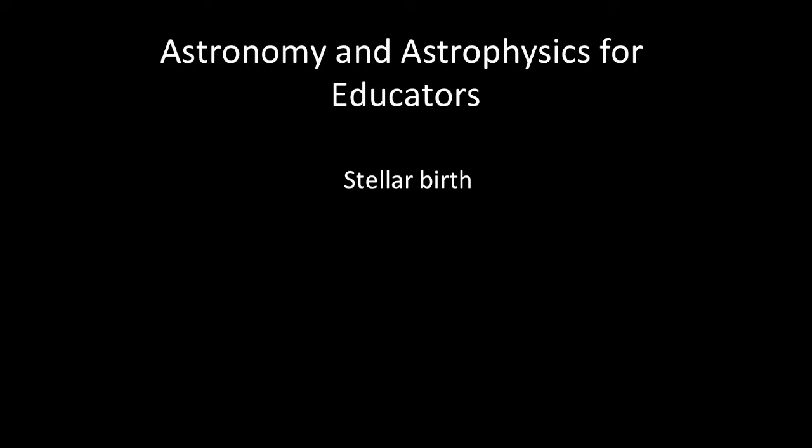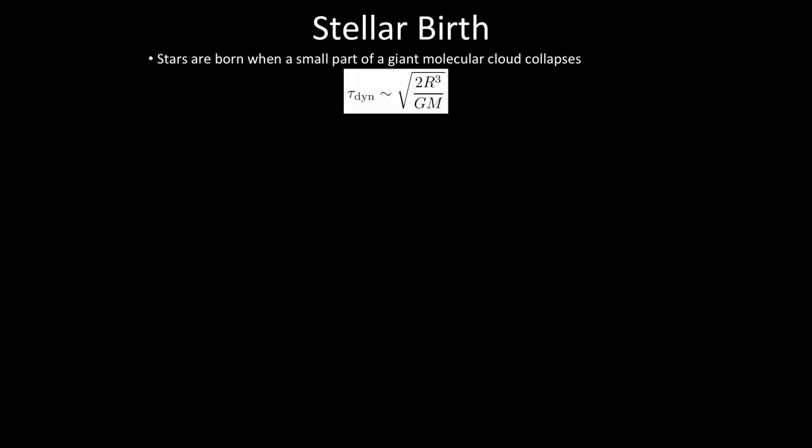In this lecture, we're going to talk about stellar birth. In the last lecture, we learned about one component of the interstellar medium, the most dense component, the giant molecular clouds. Stars are born when a small part of a giant molecular cloud collapses. Now, one can estimate how long it will take any part of a giant molecular cloud to collapse using the dynamical timescale that we learnt about in our study of the equations of hydrostatic equilibrium.